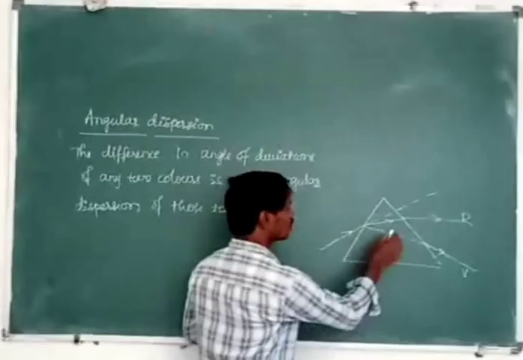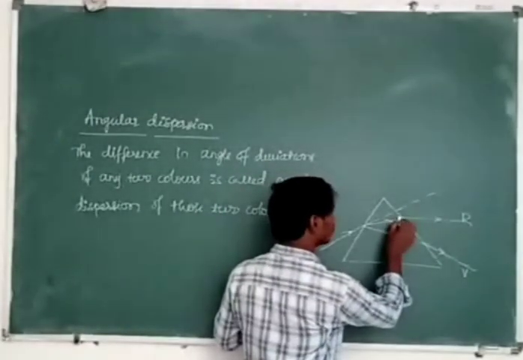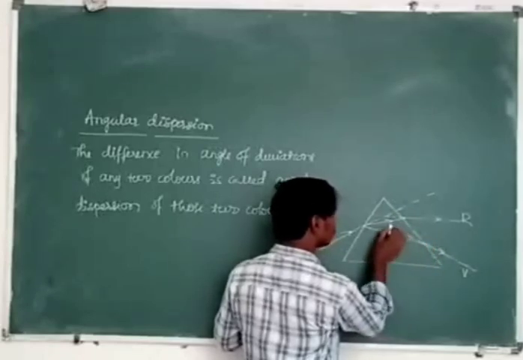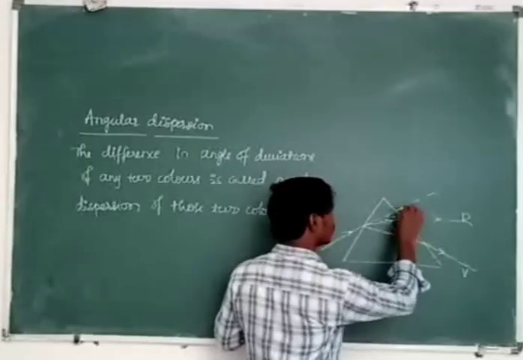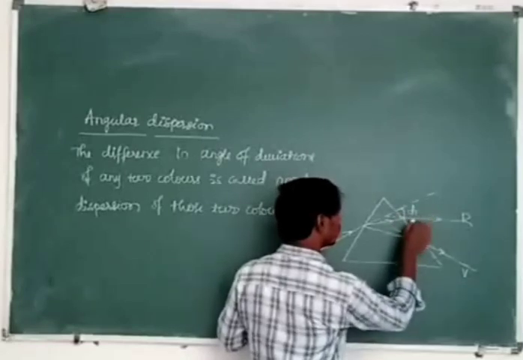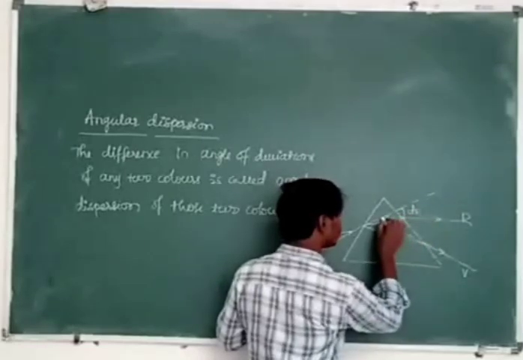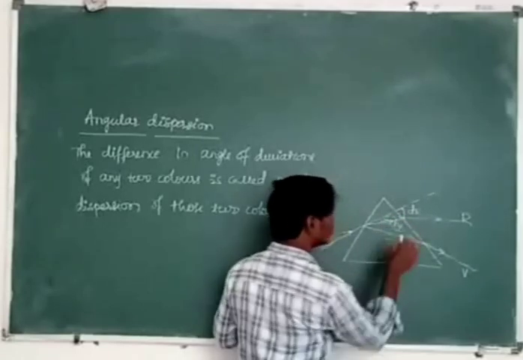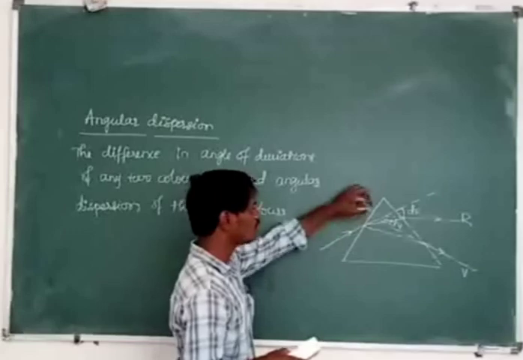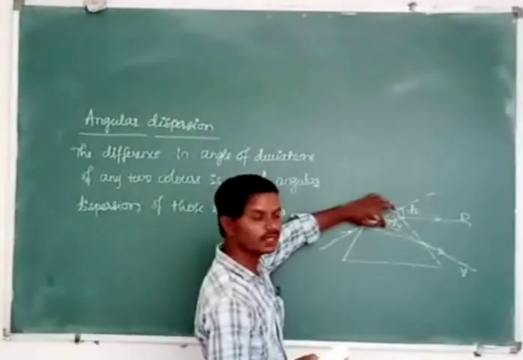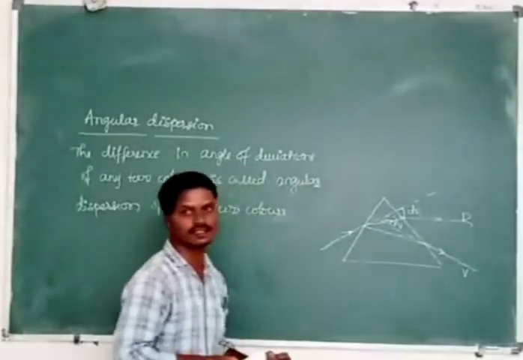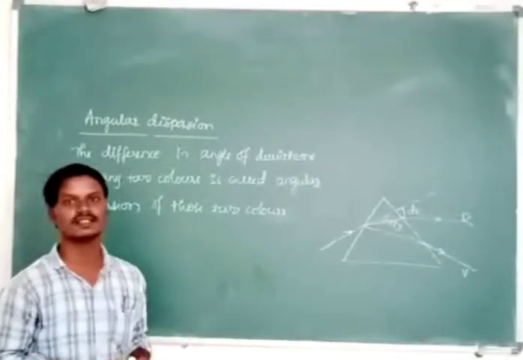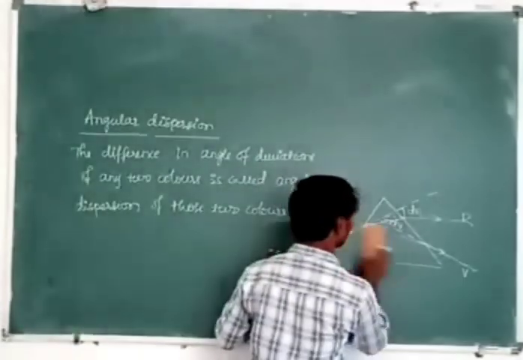See here. What is the angle of deviation for red color? I will extend this red and I will extend this violet. So here is the angle of deviation for red color and here is the angle of deviation for violet color. I will take that as D. Which one has the more angle of deviation here? Violet color has more angle of deviation than red color, because violet is most deviated and red is least deviated.